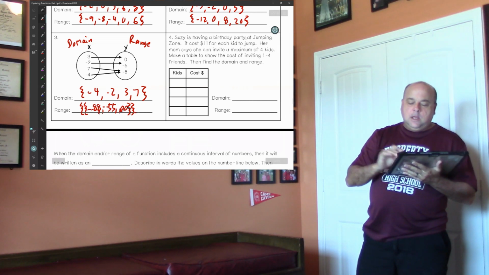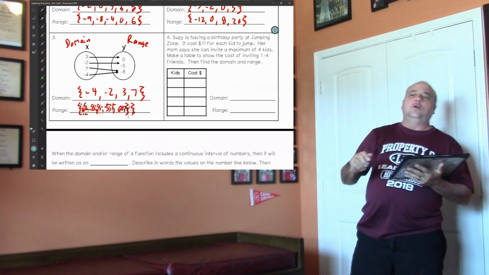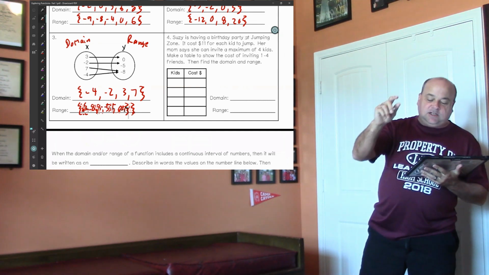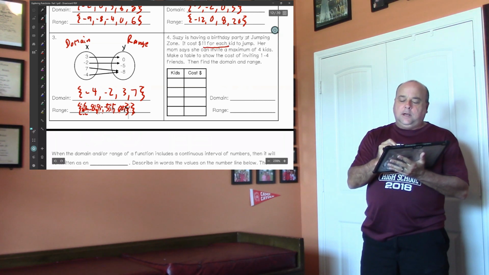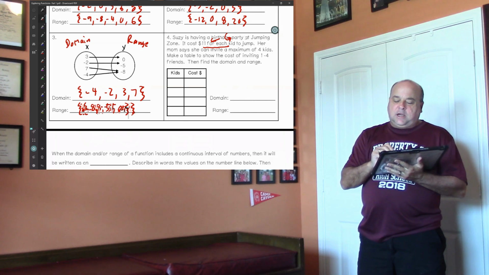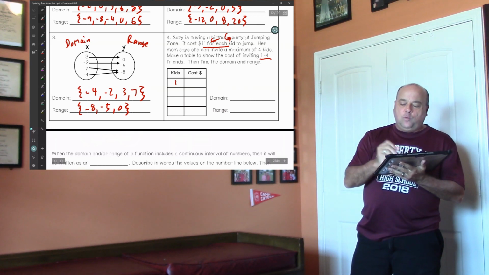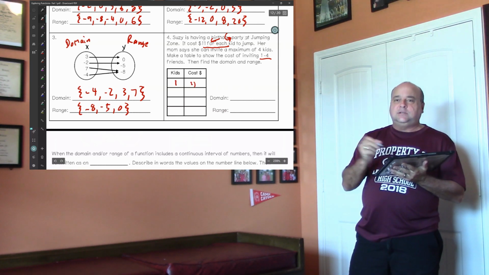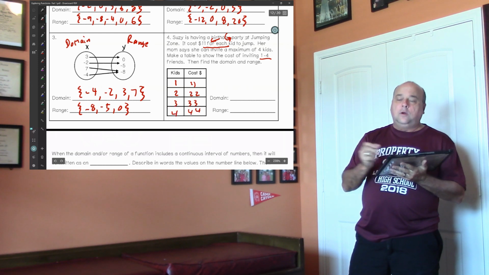Continuing on. Number 4, Susie is having a birthday party at her jumping zone. It costs $11 for each kid to jump. That would be your growing number, wouldn't it? Okay, her mom says she can invite a maximum of 4 kids. Make a table to show the cost of inviting 1 to 4 kids. Okay, so there is no starting number. So if you have 1 kid, it's going to cost $11. 2 kids would cost $22. 3 would cost $33. And 4 would cost $44.